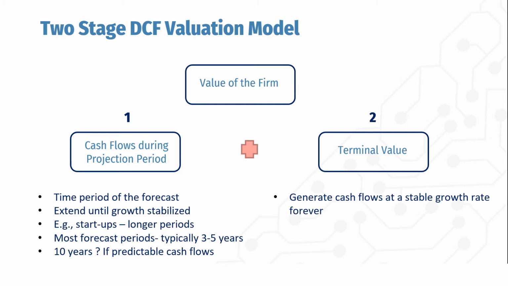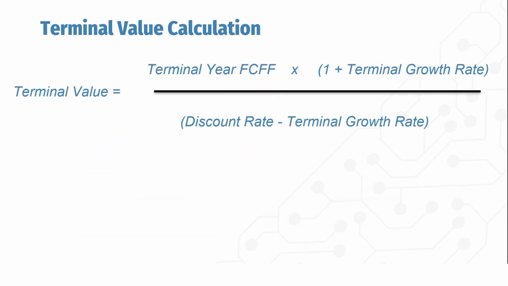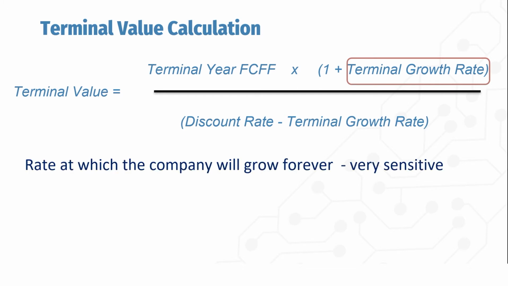Now, there are two methods to calculate terminal value. The one is the Gordon growth model and the other is the exit multiple method. Since we recommend the Gordon growth model, for the remainder of this session, we will focus on this method. Let's kick off the discussion on the Gordon growth formula with the terminal growth rate, which is a very important assumption. The terminal growth rate is the rate at which the company will grow forever. That is, its perpetual growth rate. The DCF valuation tends to be very sensitive to this assumption, and I will show why later.